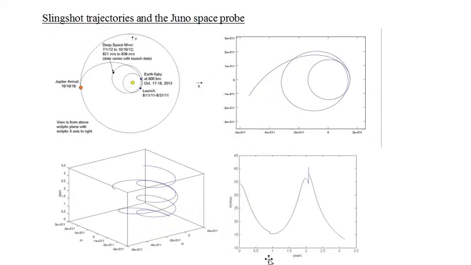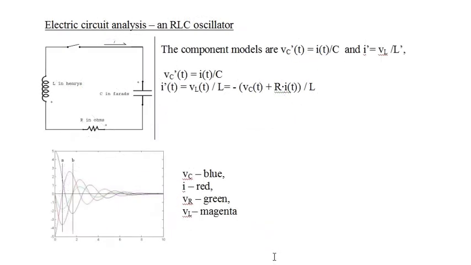In August of 2011, the U.S. launched the Juno space probe, which completed a 2-year orbit around the Sun, returned to Earth, and then Earth's gravity flung the probe toward Jupiter, where it will arrive in October 2016. We compute the trajectory. We spend a lot of time on electric circuit analysis, starting with the simplest circuits and working up to circuits with several components.